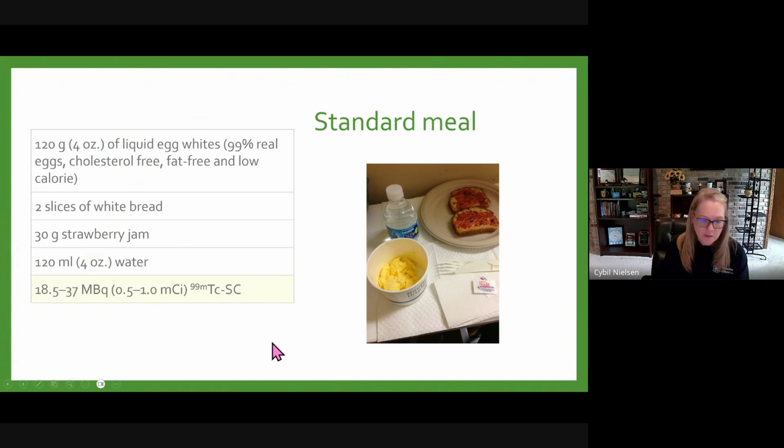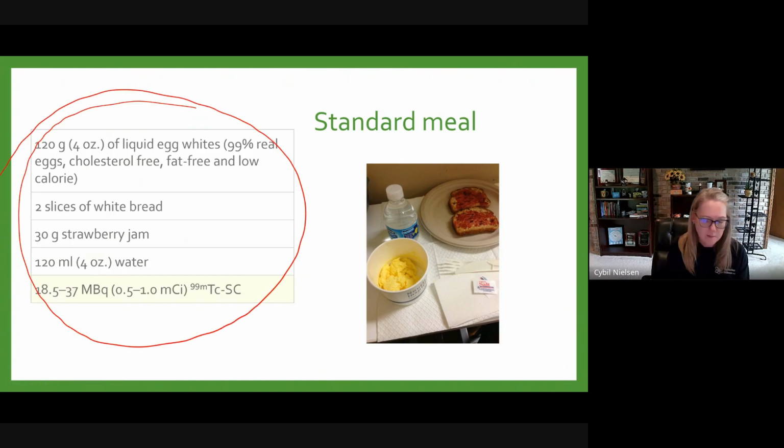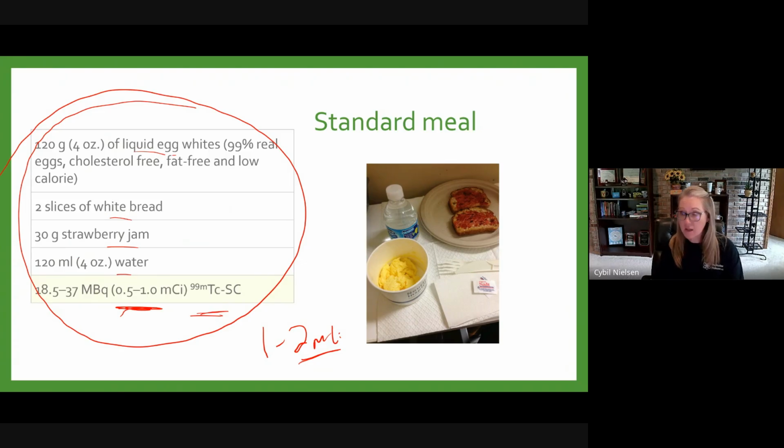All right, so here's your standard meal. Make sure you know that. 120 grams or 4 ounces of liquid egg whites, white bread, strawberry jam, water, and 0.5 to 1 millicuries of sulfur colloid. When I was at my previous job, all of the hospitals in that area were using 1 to 2 millicuries of sulfur colloid. That's too much because the lining of the stomach and the intestines are very sensitive to radiation, and so you want to give less radiation.